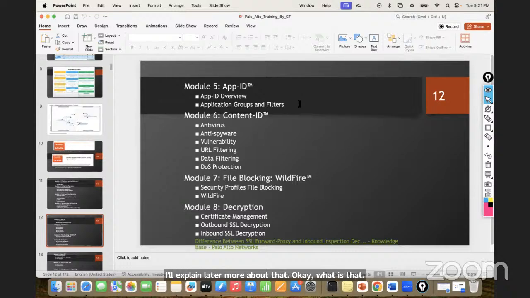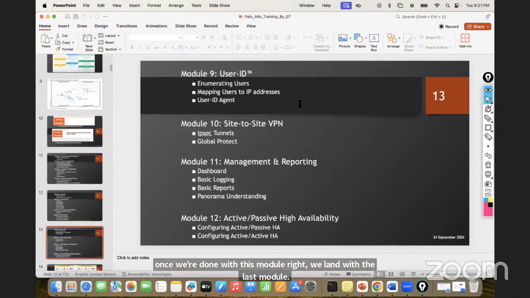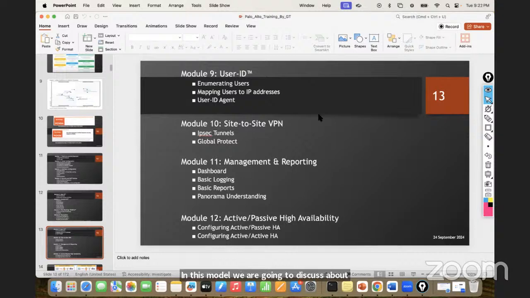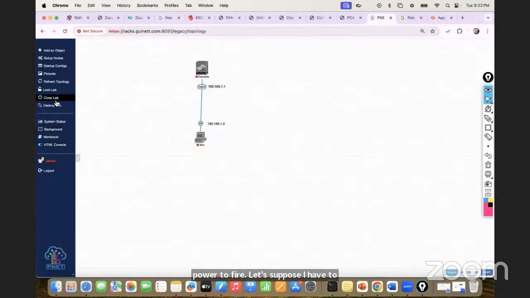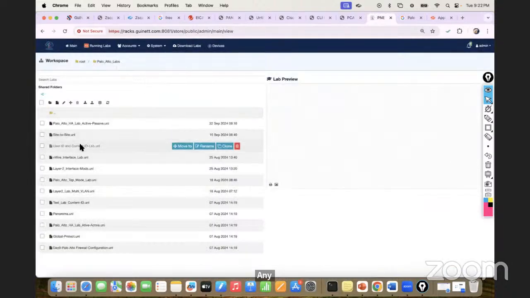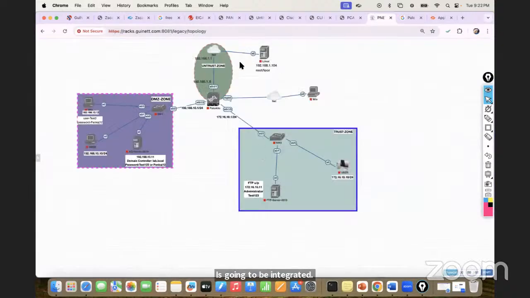Once we're done with this module, we land on the last module, that is 9 to 12. In this module, we are going to discuss how AD is going to integrate with my firewalls. It is one of the most important features we have with the Palo Alto firewall. Let's suppose I have to integrate AD, any FTP server. I'll show you in real time how AD is going to be integrated. In this lab, we have the Kali Linux machine for injecting viruses, vulnerabilities, DoS attacks in real time. Similarly, we have the AD servers.